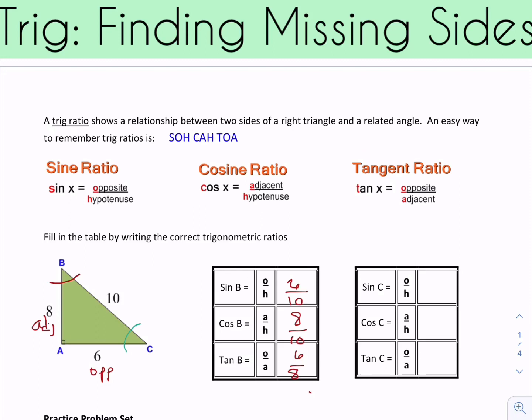So the sine of C is the opposite over the hypotenuse. The opposite over the hypotenuse is going to be 8/10. The cosine of C is the adjacent over the hypotenuse, which is 6/10. And the tangent of C is the opposite over the adjacent, which is 8/6.